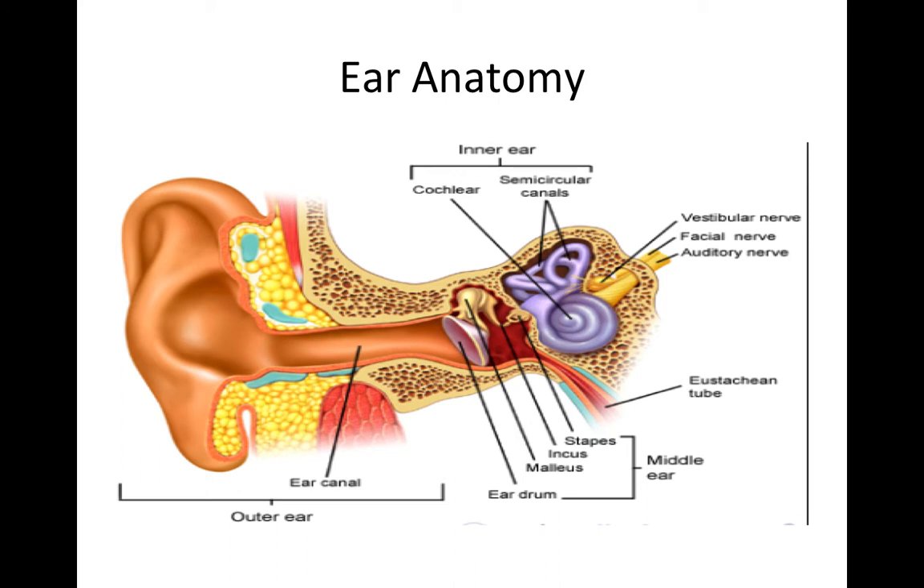So when we look at the anatomy of the ear, the external or the outer ear consists of the ear itself, which is known as the pinna, the external auditory meatus, which is going to be the hole into the ear. You have the ear canal, and then it does include the tympanic membrane here. These three components make the outer ear.